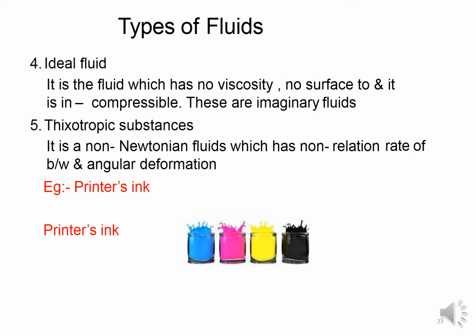Ideal fluid is a fluid which has no viscosity, no surface tension, and it is incompressible. It means there is no availability of such a fluid, it is just imaginary. The fluid which has no viscosity, that is an ideal fluid. So thixotropic substance is a non-Newtonian fluid which has no relation between rate of shear and angular deformation. Printer's ink is the example for that.